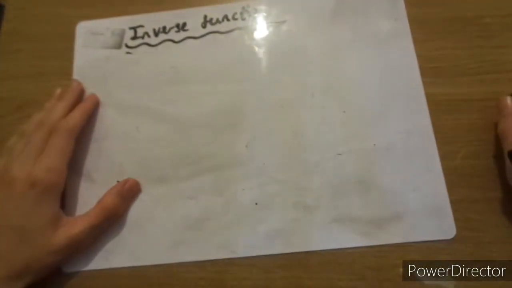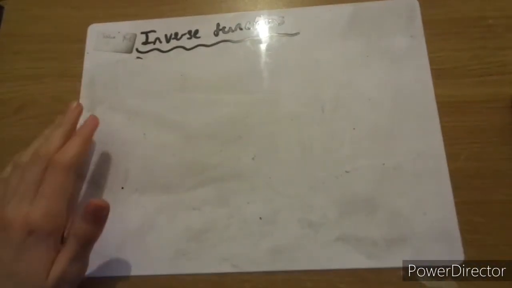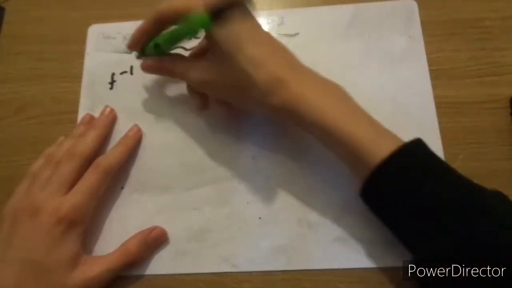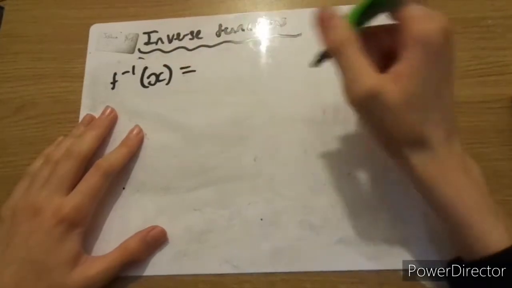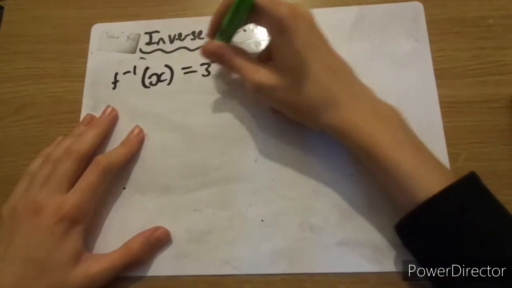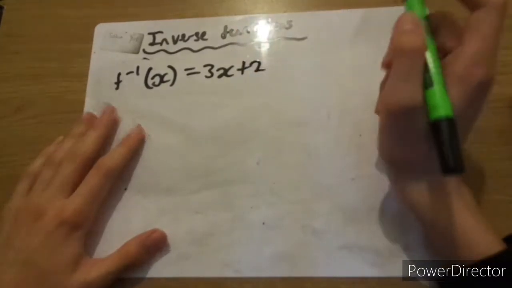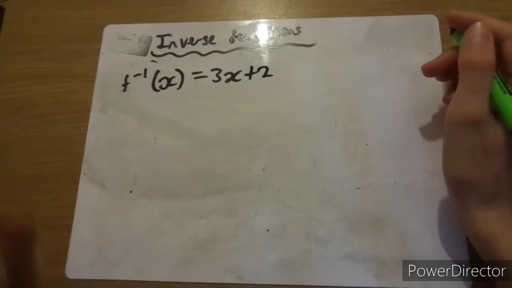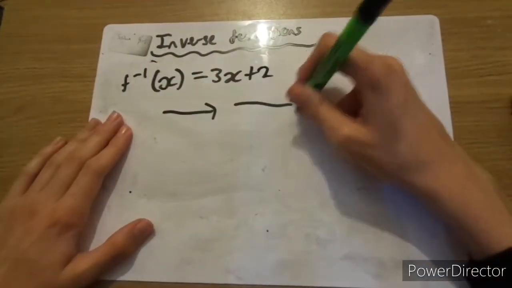Right, so moving on to actual practice questions. Inverse functions are a bit like this. It is f to the power of minus 1 of x, and this is an example with 3x add 2. All the inverse is, is pretty much the exact same as functions, but you do it backwards. So let's just do the arrow thing.